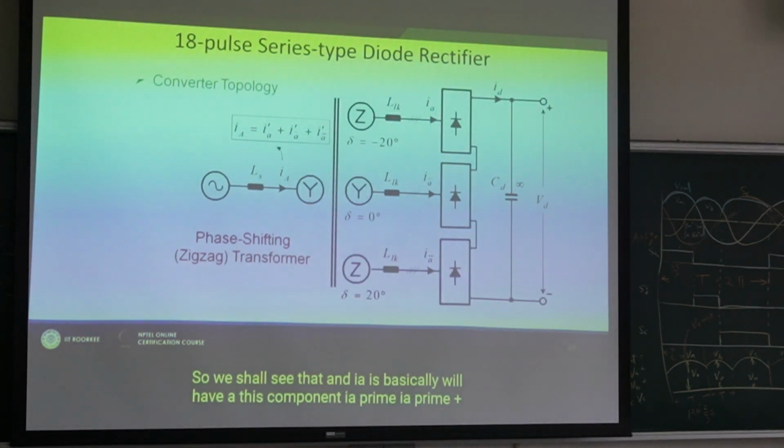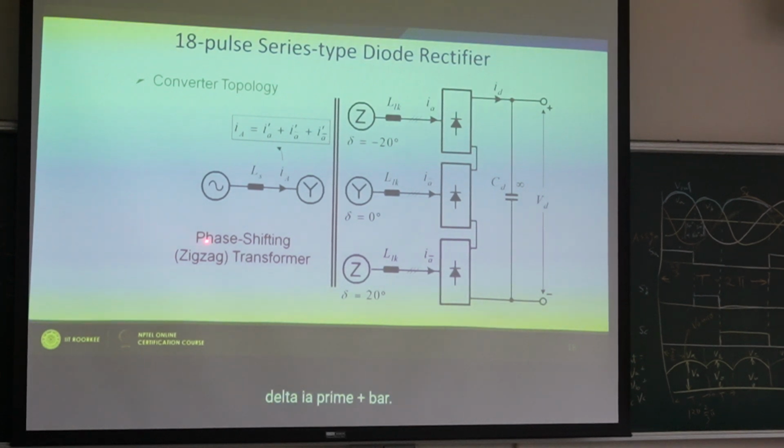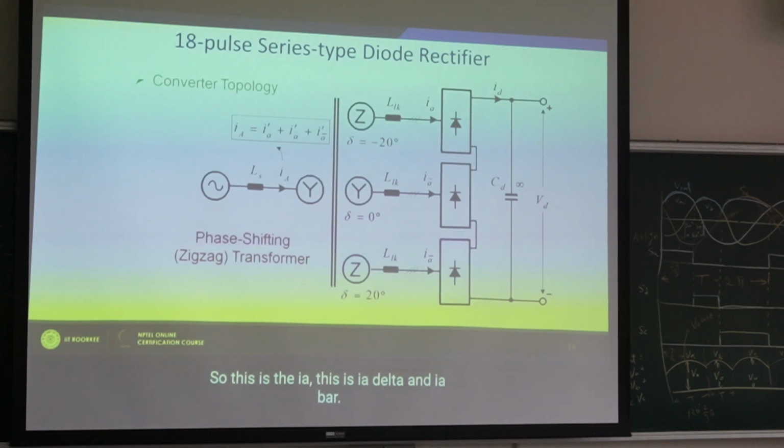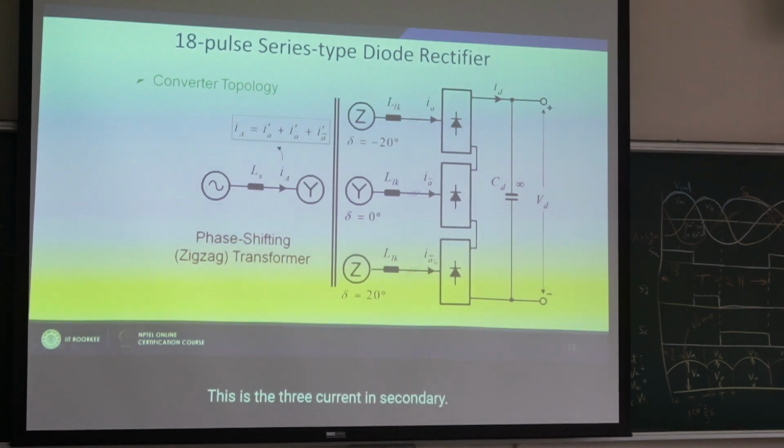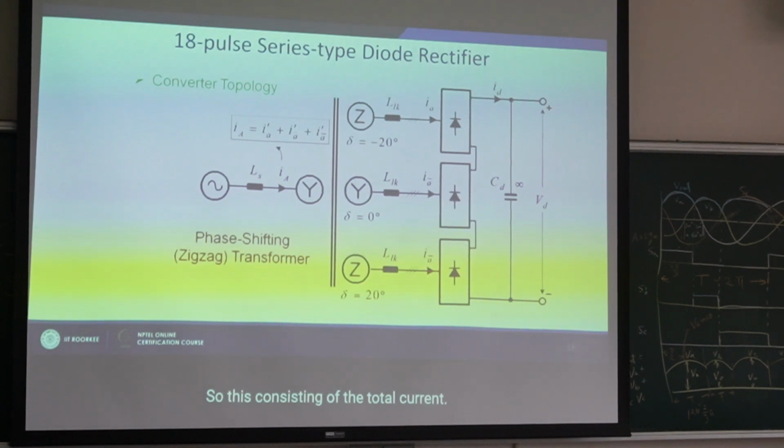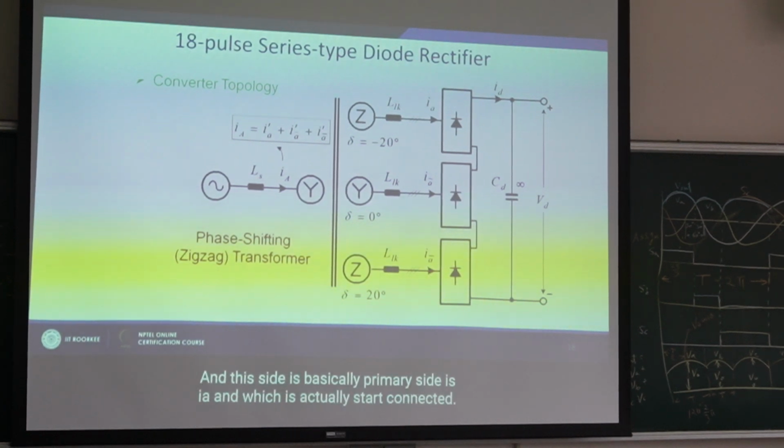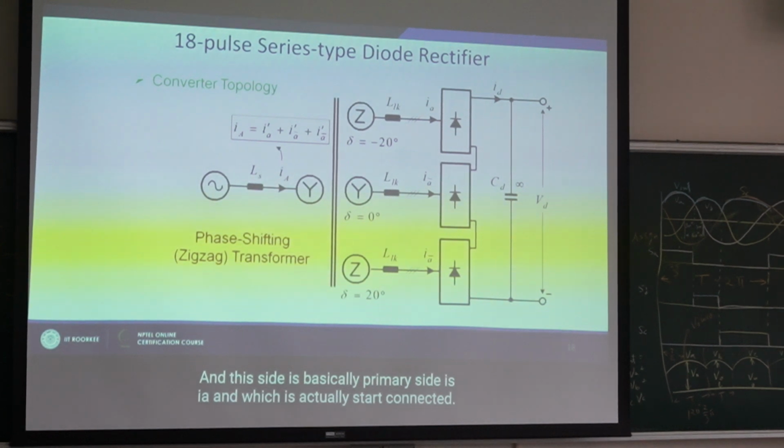So we shall see that, and basically we will have the component IA prime plus IA delta plus IA bar. This is IA, this is IA delta and IA bar. These are the 3 currents in the secondary. So this consists of IA minus and IA plus, and this side, the primary side, is IA, which is actually the star current.